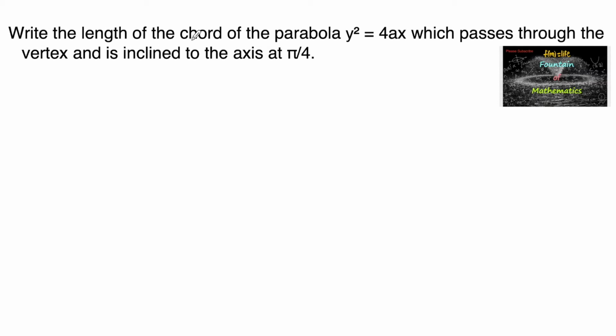Write the length of the chord of the parabola y squared is equal to 4x, which passes through the vertex and is inclined to the axis at pi by 4. So y squared is equal to 4x is the standard form of a parabola whose axis is the x-axis.